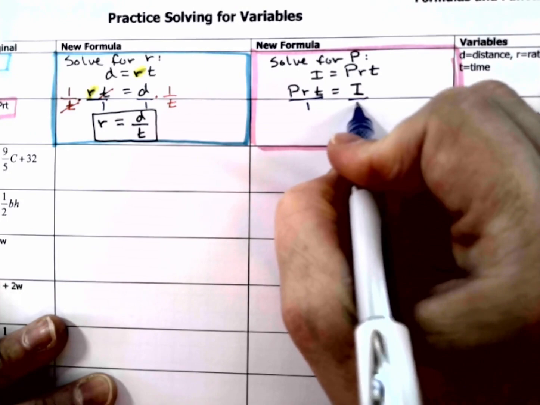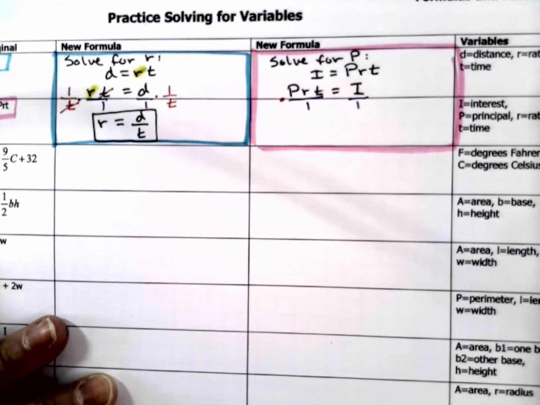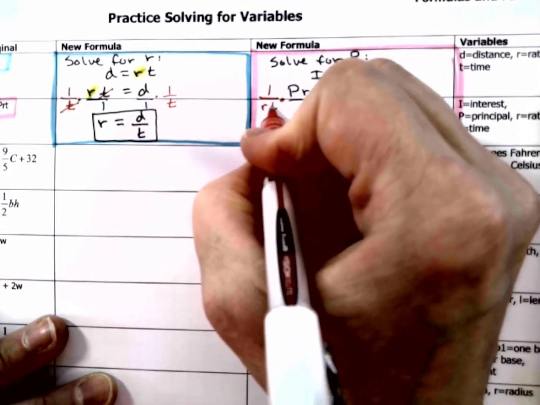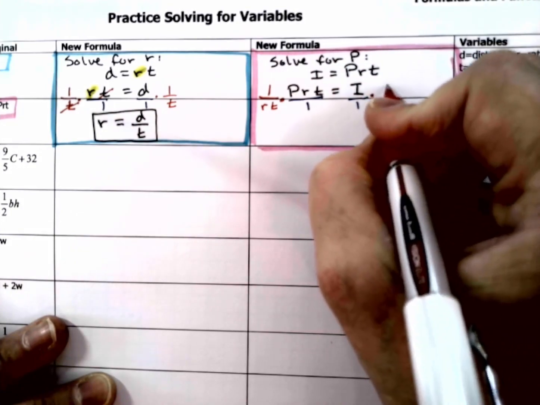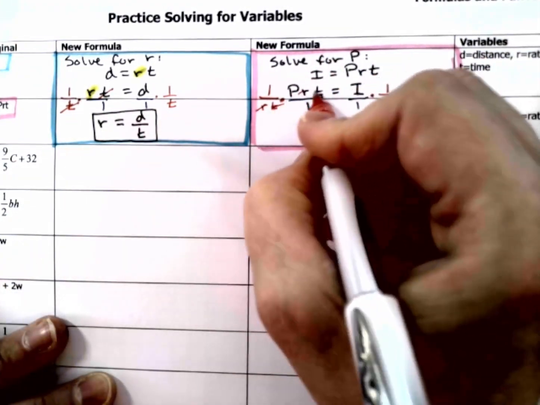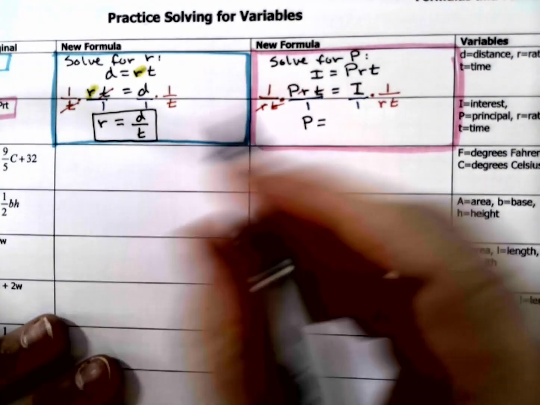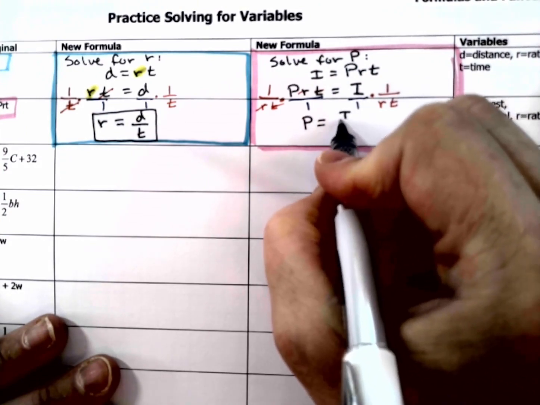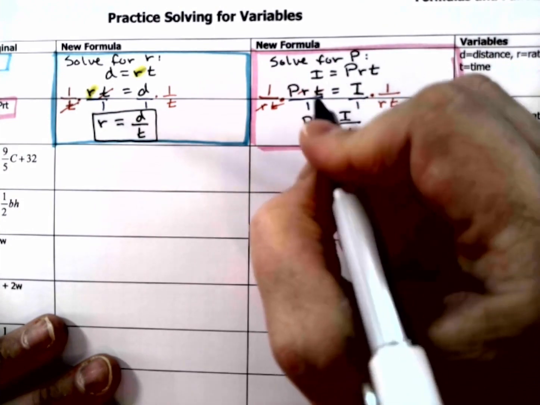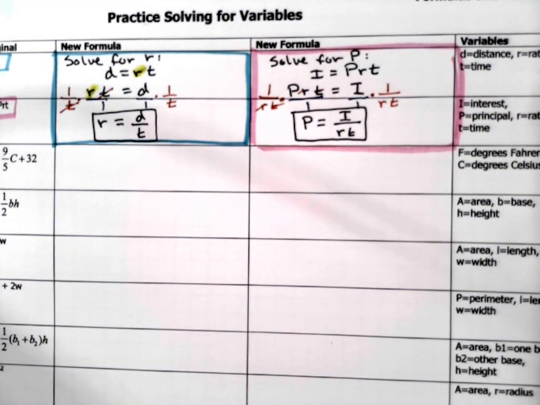Now we need to get rid of the R and the T. So again, we're going to put both sides over the invisible 1. And we're going to multiply by the reciprocal of what we want to cancel. So 1 over, I want R and T to cancel. On the other side, by the same thing, 1 over RT. R and T cancel on the left. P is alone on the right. Tops times tops, I times 1 is I. Bottoms times bottoms, 1 times RT is RT. And you have solved for P.